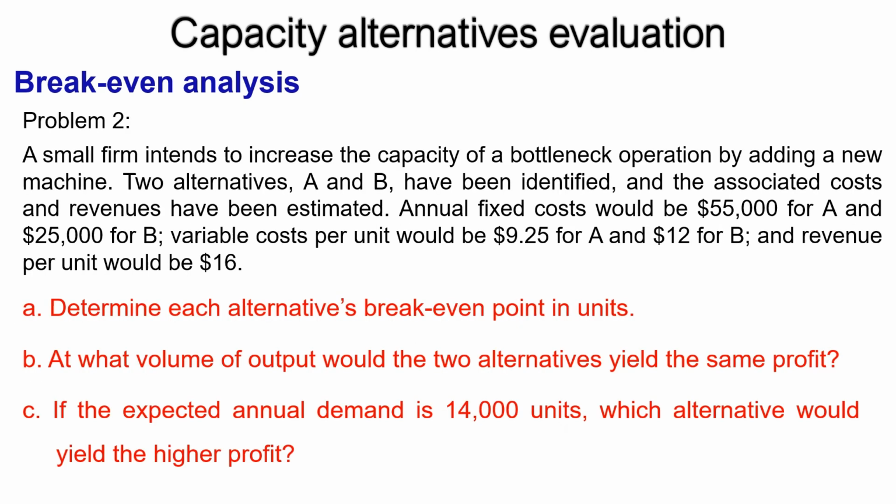Solve the following questions. A. Determine each alternative's break-even point in units. B. At what volume of output would the two alternatives yield the same profit? C. If the expected annual demand is 14,000 units, which alternative would yield the higher profit?